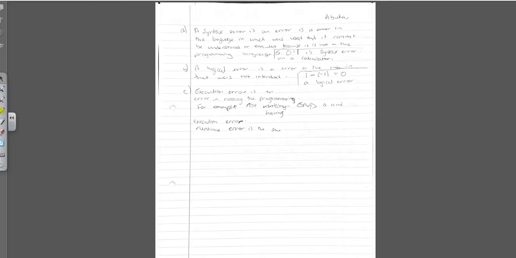Logical error. A logical error is an error in the code that was not intended. 1 divided by 1 equals a logical error. 0 marks. Execution error is an error in running the program. For example, not ending and having an execution error. Runtime error is that. Okay, so I'm going to give you 1 mark out of 9.